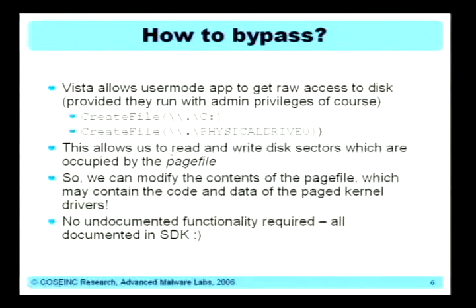So this allows us to read, well, among other things, to read and write to page file. Page file is something which is used by kernel to page physical memory, which is actually not used, to free physical memory for other applications, right? So the code is paged to page file. So we have the ability to modify contents of page file by just accessing raw sectors. And this page file may contain code and data from kernel, pages from kernel.